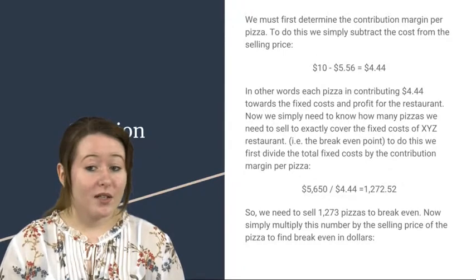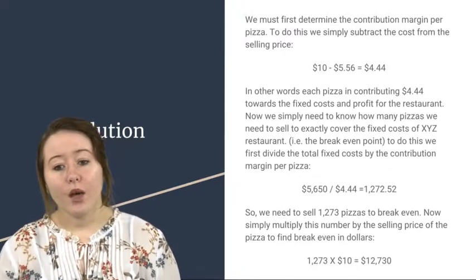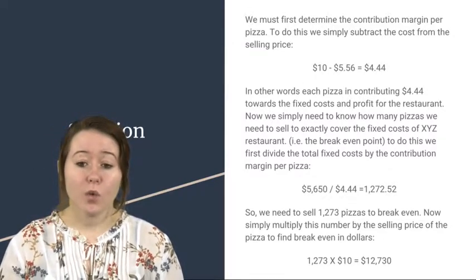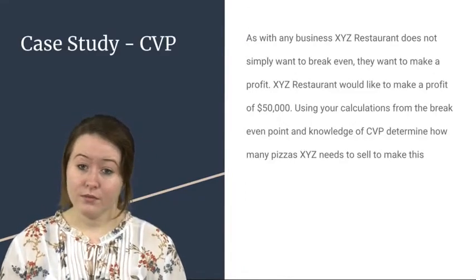Now we simply multiply this number by the selling price of the pizza to find the break even in dollars, and we get 1,273 pizzas times $10 per pizza is $12,730 for our break-even point in dollars.